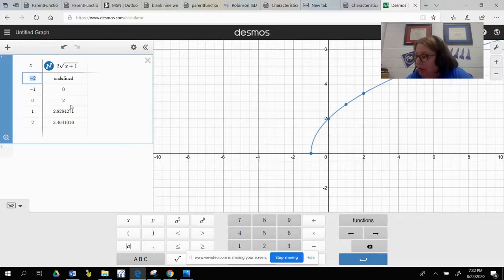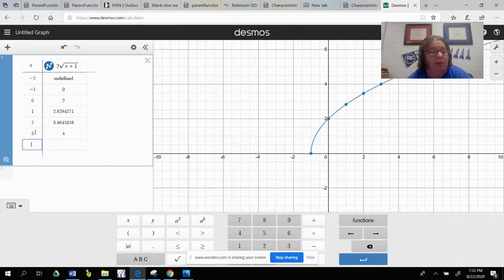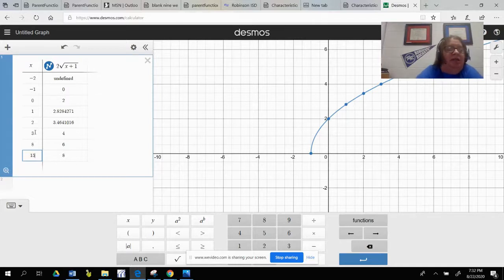Okay, here are our other points. The ones that are on the paper, if you printed it out, are -2, -1, 0, 3, 8 and 15. Isn't that cool the way you can just type those x values in and it gives you the y? So there are our points for this function, 2 times the square root of x plus 1. There's your graph. Notice when we put these points in the table that they showed up on the graph.